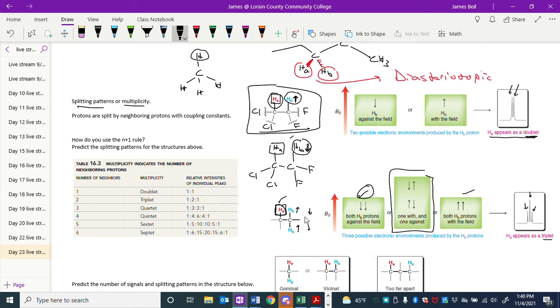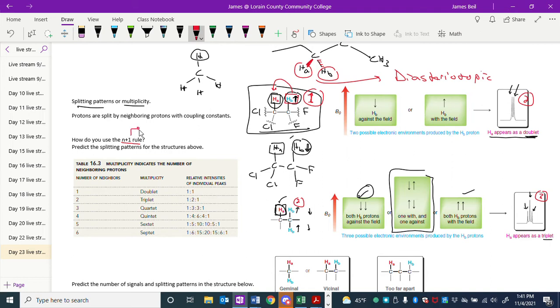So if we look at this trend, what we notice is the number of hydrogens of type B splitting hydrogen A affects the number of signals I see in the pattern that results. When there's one neighboring hydrogen of type B, I get two signals. When there's two neighboring hydrogens of type B, I get three signals. Right, so that's where this n+1 rule comes from.